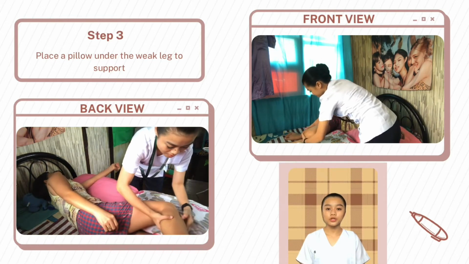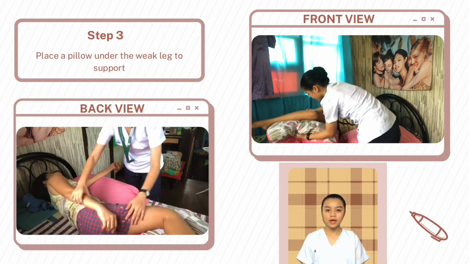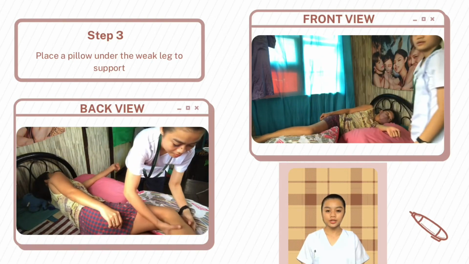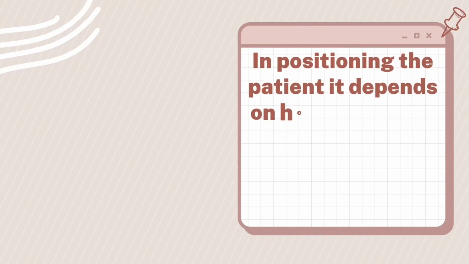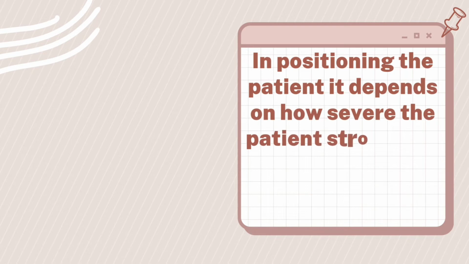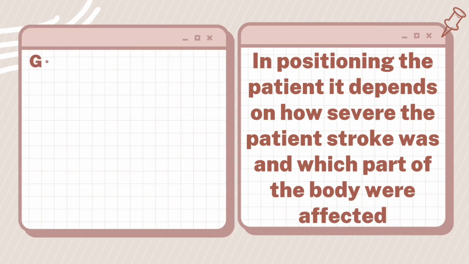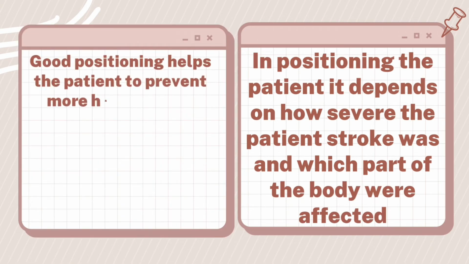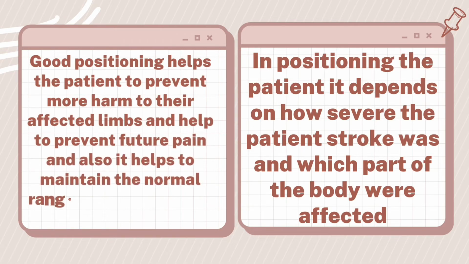We need to change the position of the patient regularly to minimize the risk of skin breakdown, contractures, and chest complications. In positioning the patient, it depends on how severe the stroke was and which parts of the body were affected. Good positioning helps prevent more harm to the affected limbs and future pain, and also helps maintain the normal range of motion in their muscles.